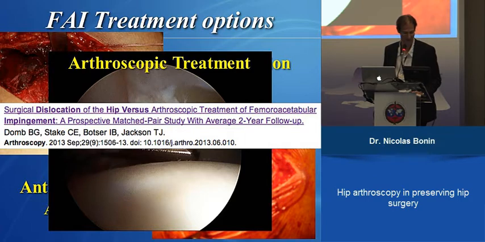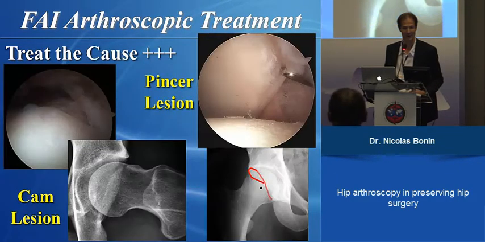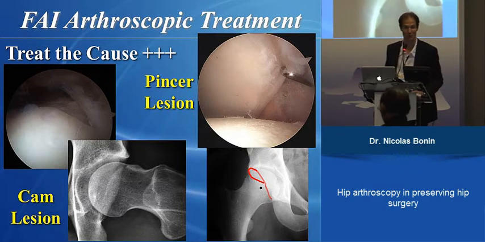And we can see in a recent paper by Dom that there are better results at 2 years and faster recovery when it's performed under hip arthroscopy. So with hip arthroscopy, we will be able to treat the lesion. We can take off a labral lesion or reconstruct or suture, and we can treat some chondral lesions by microfracturing. But also very important is to treat the cause.